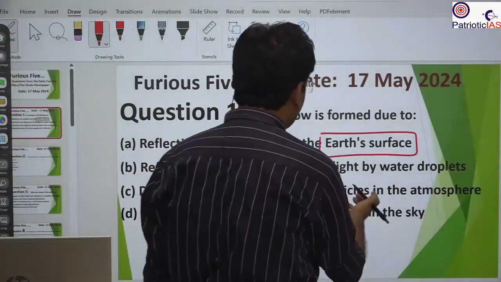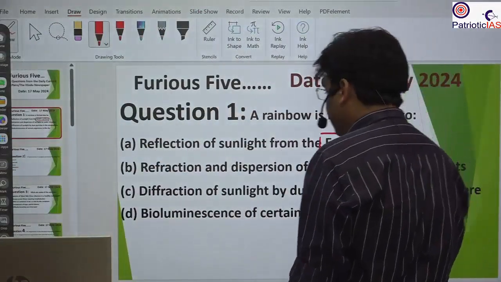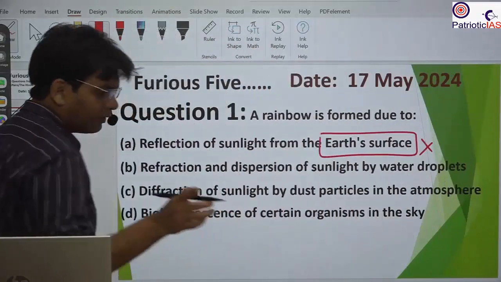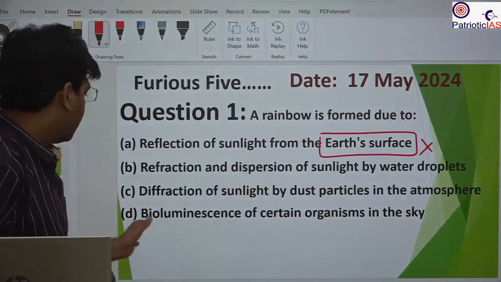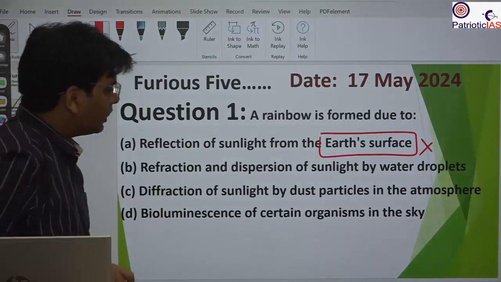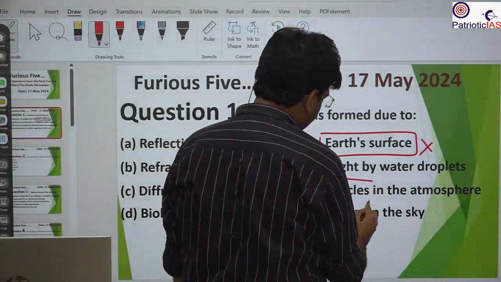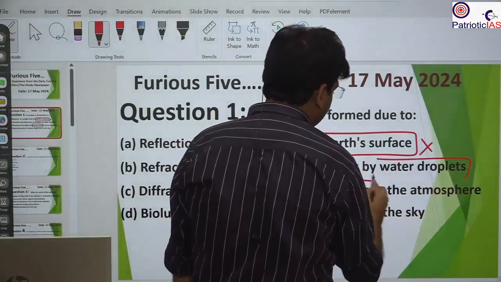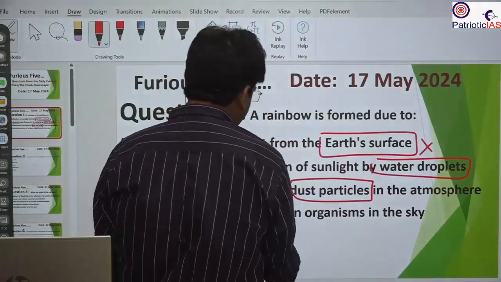Refraction and dispersion of the sunlight by the water droplet. What is the answer? You can give your answer in the comment box. Diffraction of the sunlight by the dust particle in the atmosphere. This is not a dust particle. This is the water particle, and it is the refraction and the dispersion.